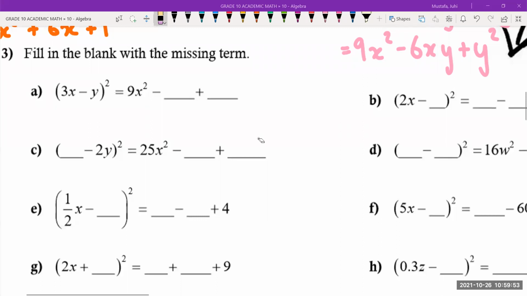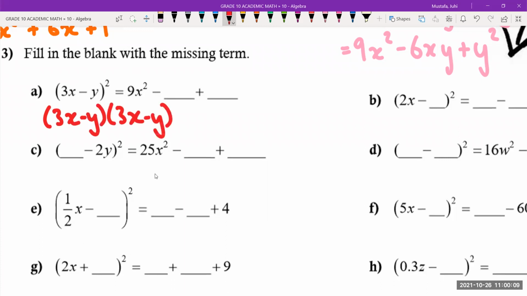All right, so let's try question 3A. Like I said, now we're kind of forced to use our pattern, so let's try to figure it out. We have 3x minus y, all of it squared. This is kind of like saying 3x minus y times 3x minus y. And if you absolutely hate the pattern, you don't understand it, you can just go ahead and FOIL this and then put in your final answer here. But just for extra practice, we're going to go ahead and try the pattern.